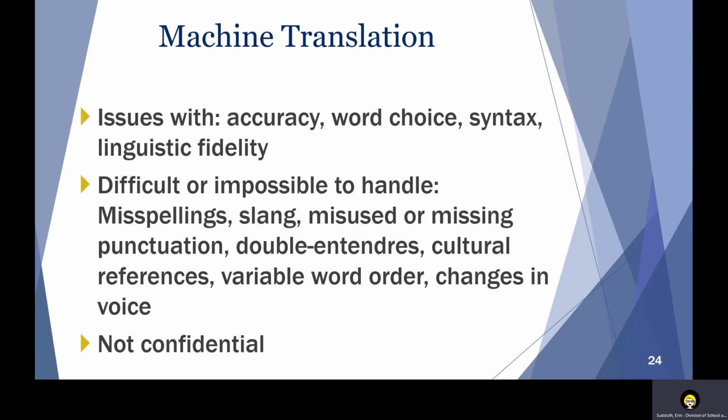Machine translation. Google Translate is an example of machine translation. There are often issues with accuracy, word choice, syntax, and linguistic fidelity. It's difficult or impossible to handle issues such as misspellings, slang, misuse or missing punctuation, double entendres, cultural references, variable word order, and changes in voice. There could also be potential issues with confidentiality.